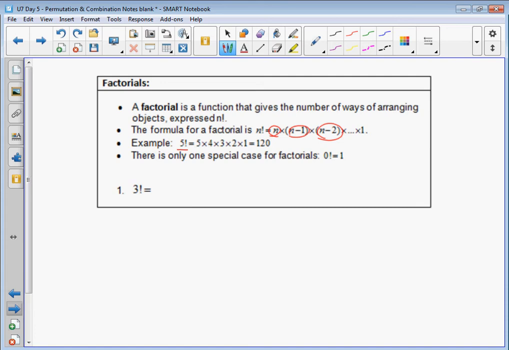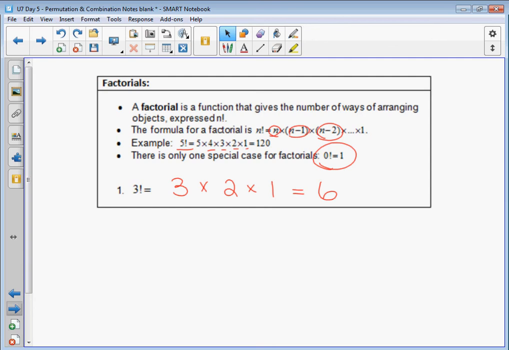So in our example, 5 factorial is 5 times 4 times 3 times 2 times 1. There's only one special case for factorials, where 0 factorial equals 1. It's usually used in some proofs. So what's 3 factorial? Multiply 3 times 2 times 1, and we get 6. We're going to need to know this factorial when we look at permutations and combinations.